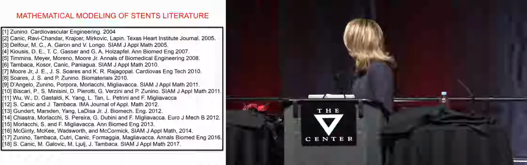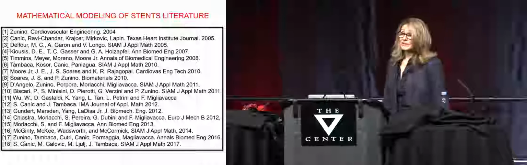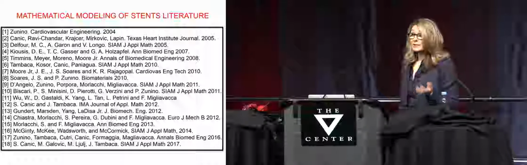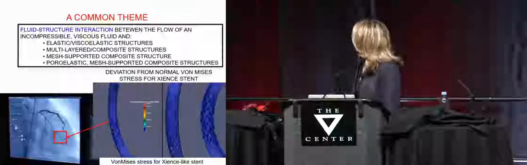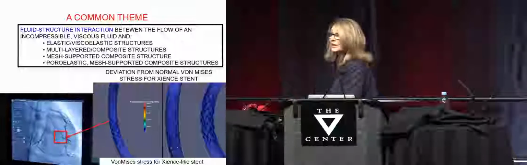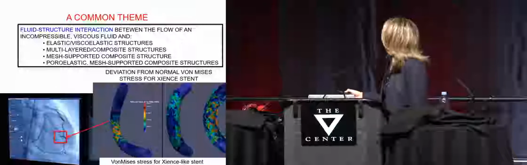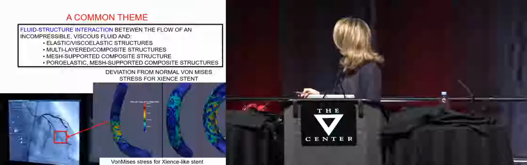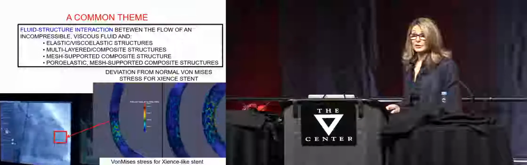There is quite a lot of literature in this area from the mathematical point of view. I would say that the activity started around 2004, and there are various issues discussed based on modeling and analysis related to fluid structure interaction, mechanical properties of stents, biodegradable polymers, advection reaction diffusion equation for drugs in the tissue, and so on. But what I would like to talk about today is something that is common to all of the topics that I just mentioned, and this is to understand the fluid structure interaction between the flow of an incompressible viscous fluid such as blood and, let's say, a stented artery, and its influence on the surrounding tissue and on the local and global blood flow.